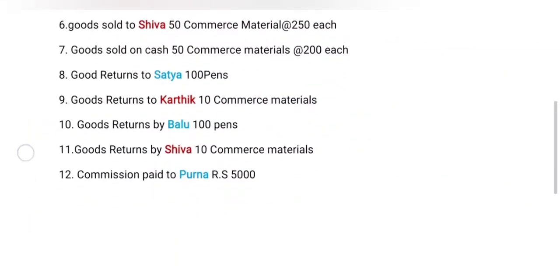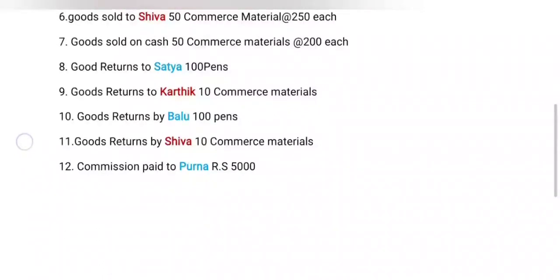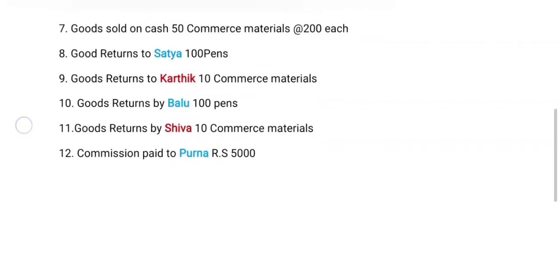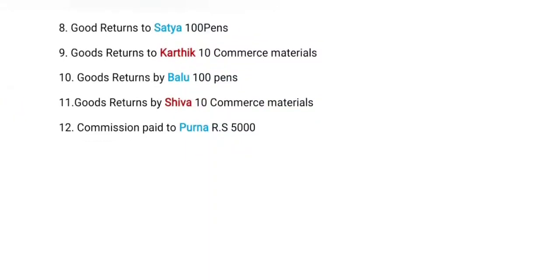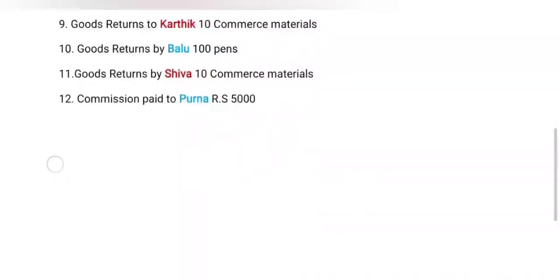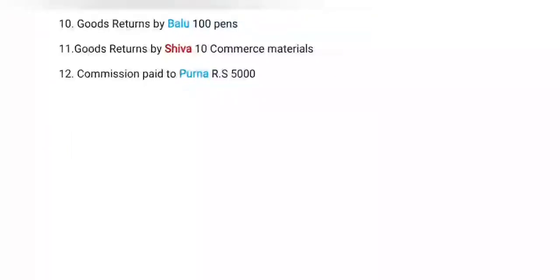Now we are going to the 8th date. Here, goods returned to Satya, 100 pens. Now the 9th date: goods returned to Karthik, 10 commerce materials. Now goods returned by Balu, 100 pens. Now the 11th date: goods returned by Shiva, 10 commerce materials. Then the last transaction, that is the 12th date: commission paid to Purna, 5000 rupees.